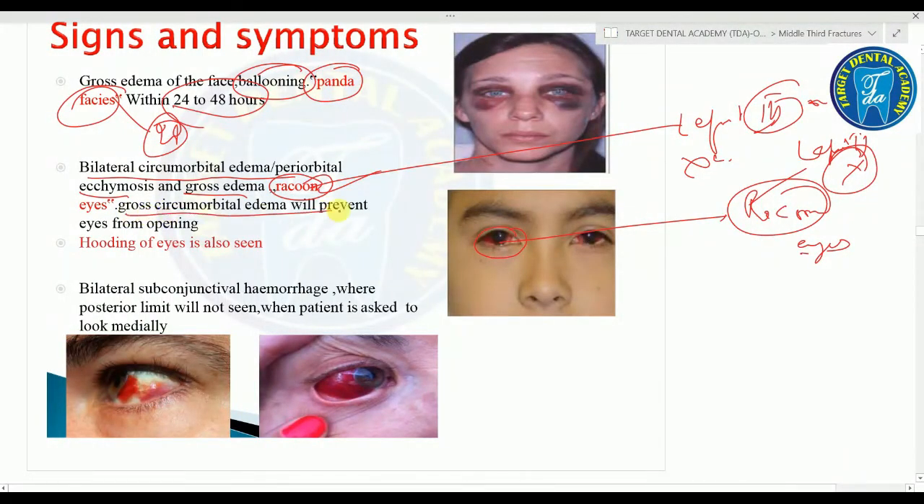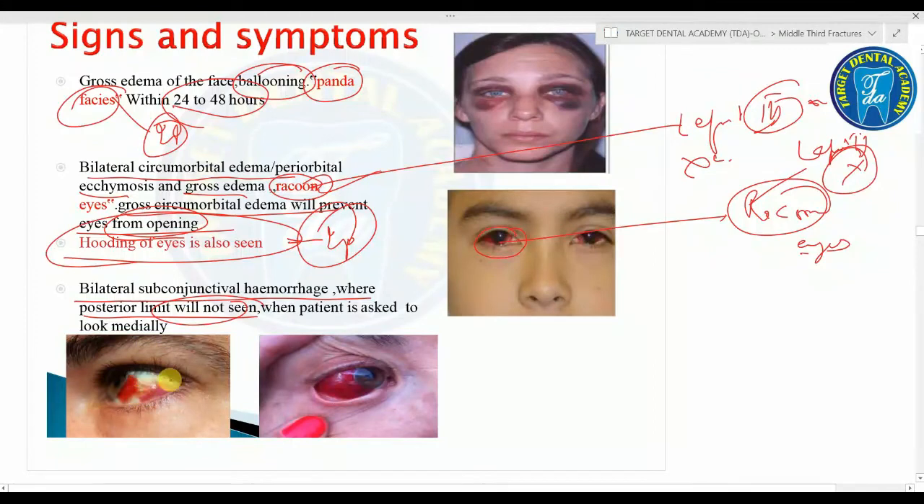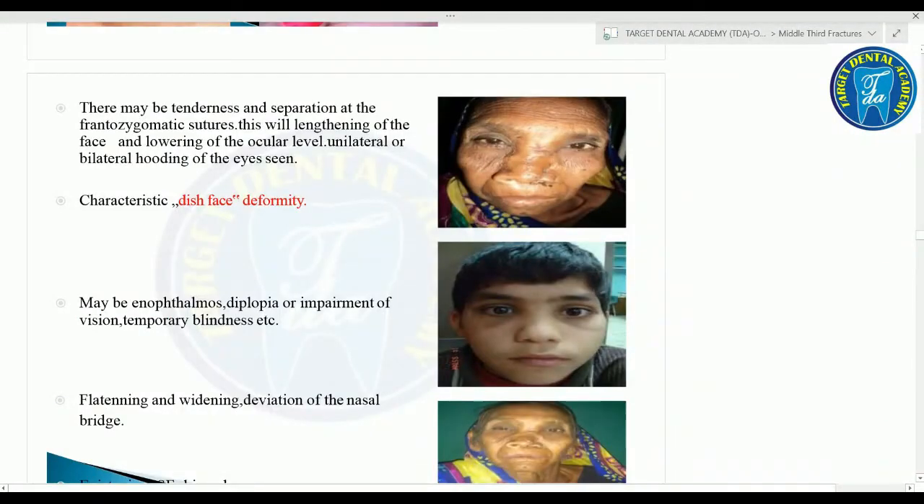The gross circumorbital edema will prevent the opening of the eye, and in this you can see hooding of the eyes. Important. There is bilateral subconjunctival hemorrhage where the posterior limit will not be seen when the patient is asked to look medially. In this, there may be tenderness and separation of the frontozygomatic suture, and lengthening of the face.